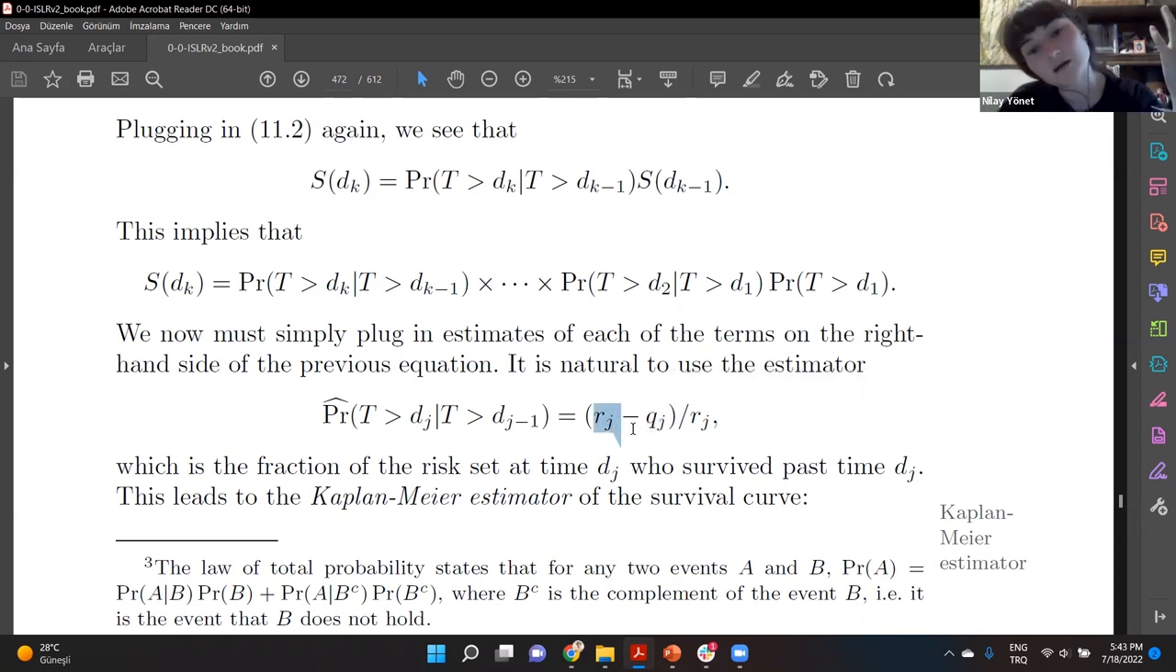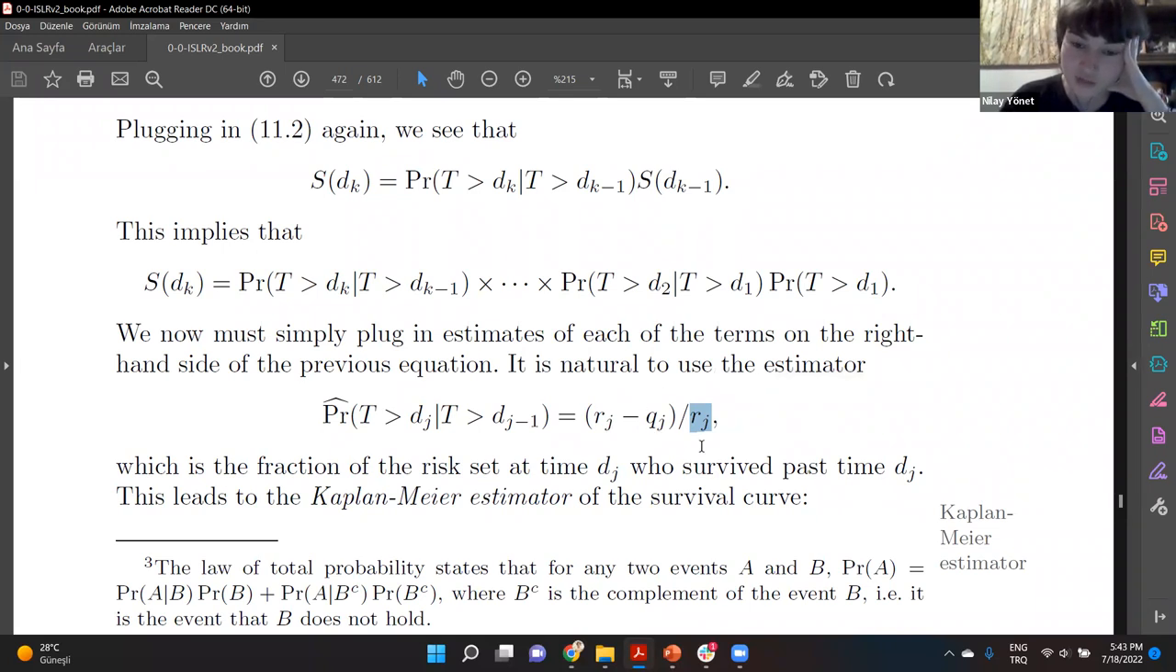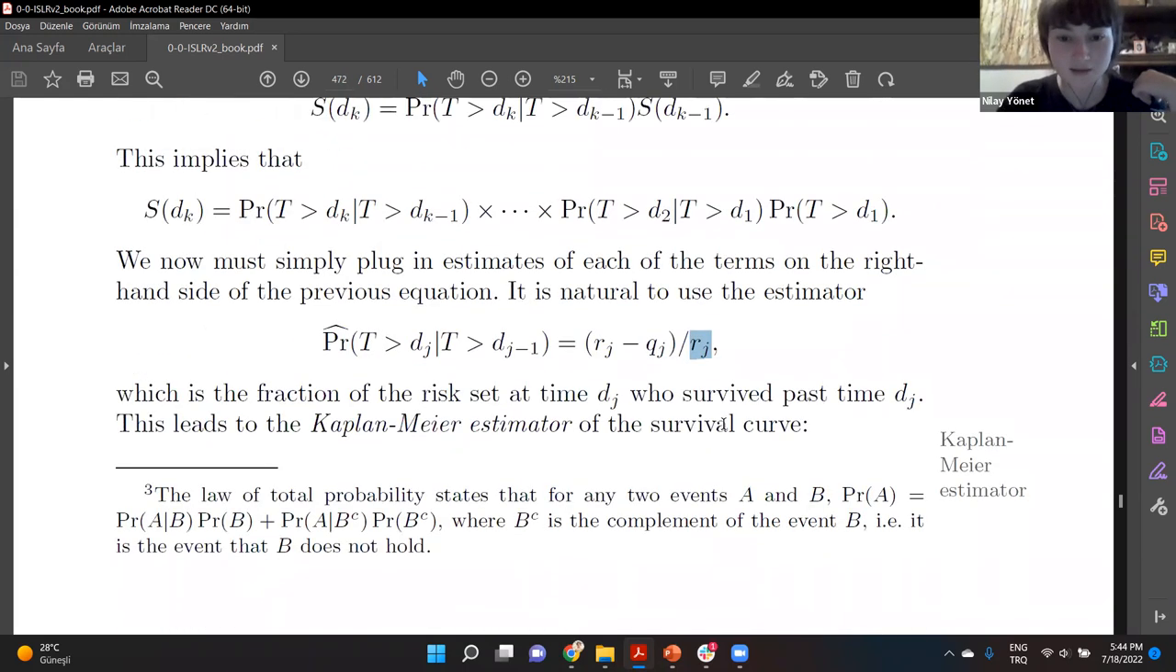And RJ minus QJ means who survived of the risk set. So this is this kind of proportion, or we can also write it as one minus QJ over RJ. It is like one minus who died of who were alive, something like that, I suppose. Yeah.